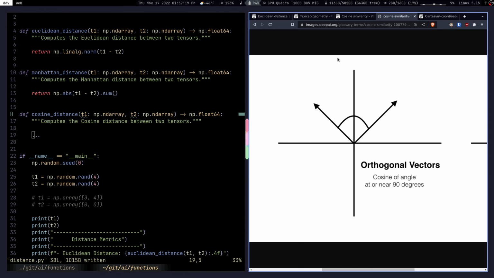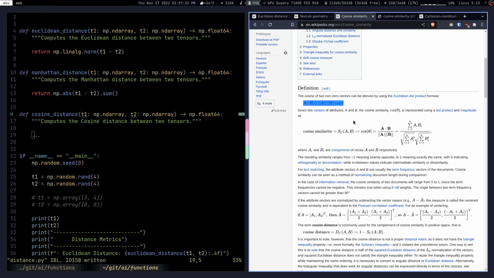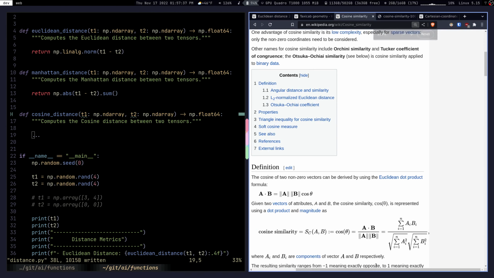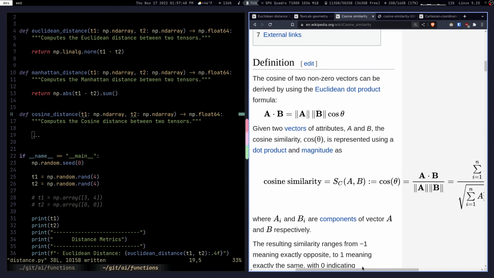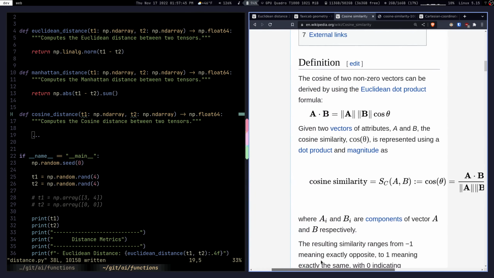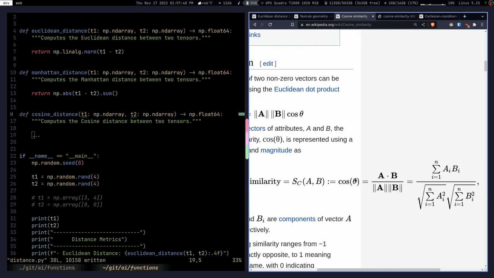Okay, so how can we implement this? One way to do it is using this formula here. Cosine of theta is a times b over the magnitude of a times the magnitude of b. This is the formula right here. Let me zoom in. It seems like Wikipedia does not play nicely with this zoom, but this is the formula we want to implement. Cosine of theta is the dot product of a and b over the magnitude of a times the magnitude of b.